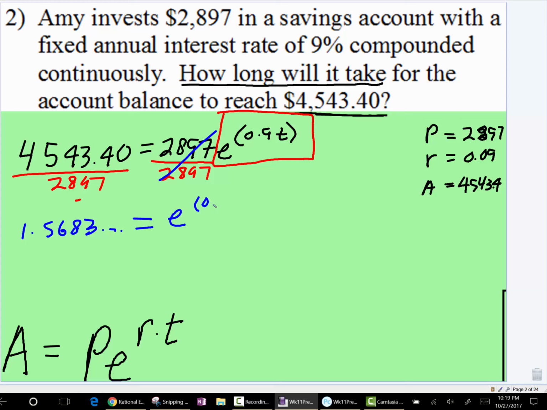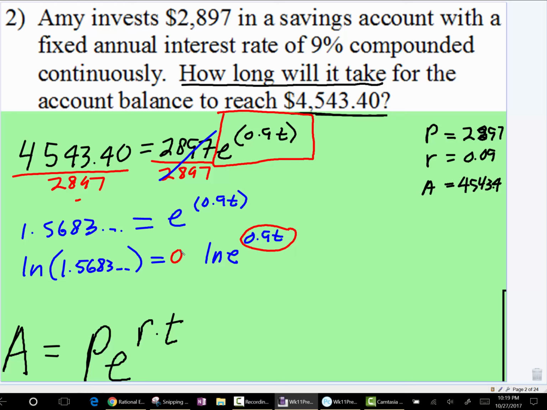Okay, well, remember the undoing of an exponential is taking the log, and because it's base e, we're going to take the natural log of that 1.5683, and the number kind of goes on. We're going to take the natural log of e to the 0.09t. All right, when we do that, notice we can use the properties of logarithms. So this exponent is now going to get brought down in front.